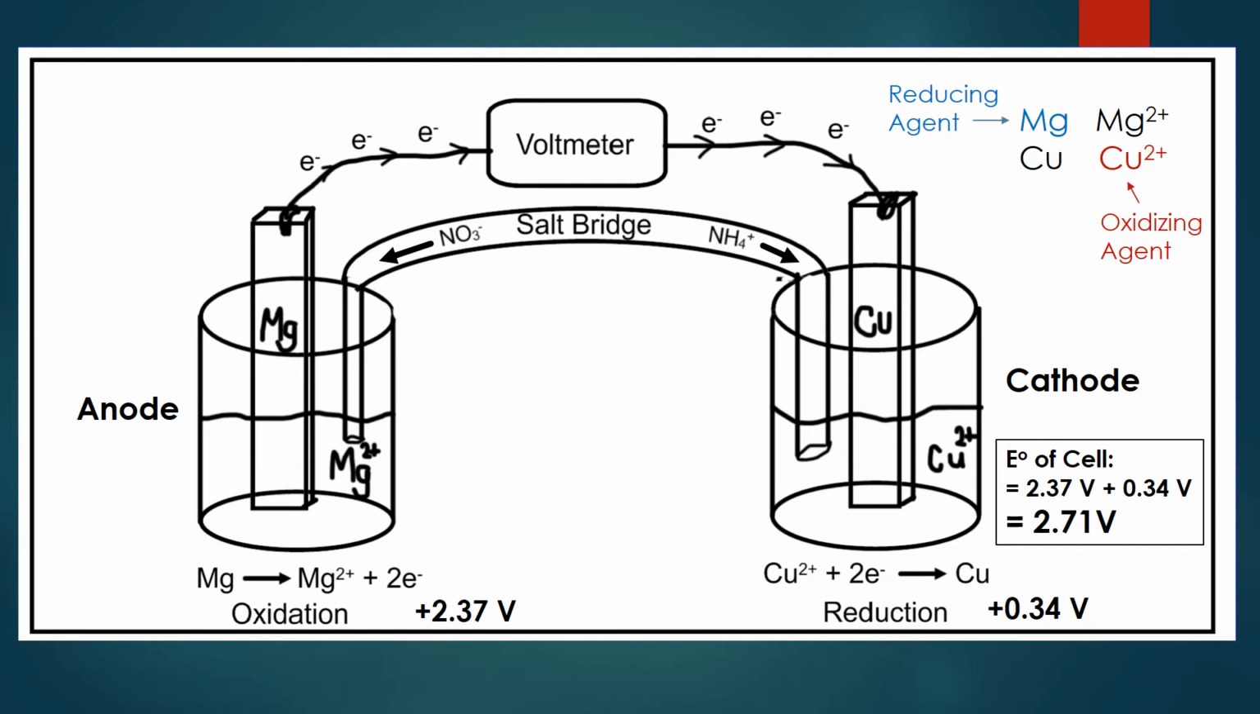I always remember it because anode starts with a vowel. Oxidation is a vowel. Another way of looking at it is anode, or oxidation has an A in it, anode. Same with cathode is where the reduction takes place. Cathode starts with C, reduction has a C in it.